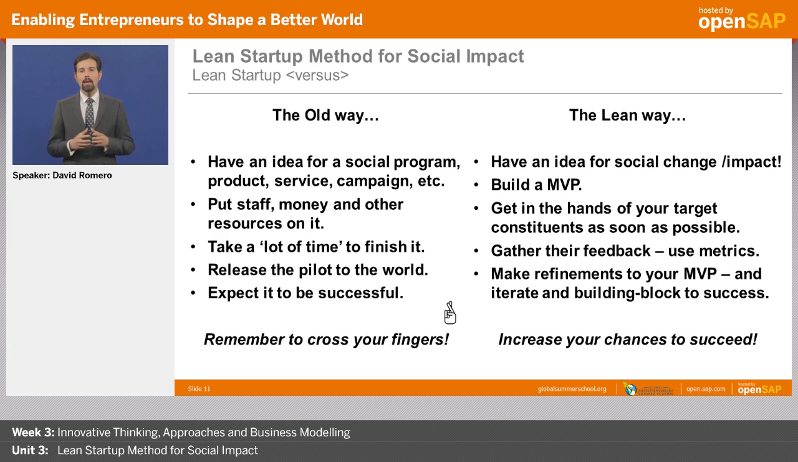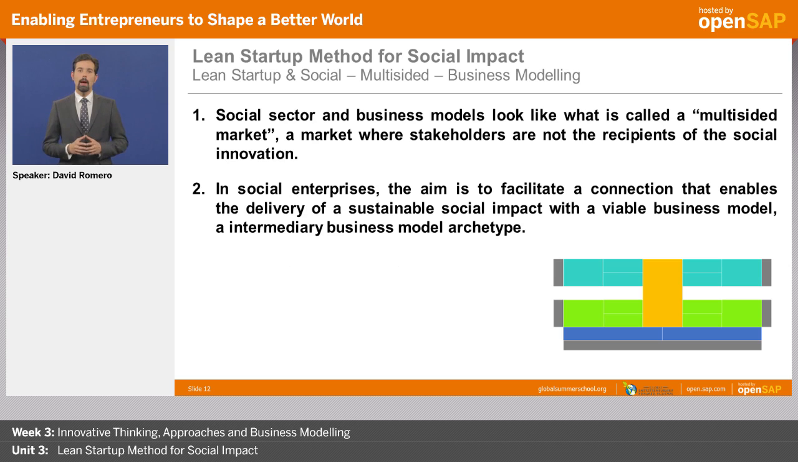In this way, the Lean Startup method holds that we are developing a way to have increased chances of success. One important remark to keep in mind regarding the Lean Startup method and social business modeling is that in the social sector, most of the business models are what we call multi-sided markets, which means that the stakeholders of value are not really the recipients of the social value that we're creating. In this sense, it's going to be very important to develop hypotheses, experiments, tests, and collect feedback in order to guarantee that all our assumptions are the right ones for all the members of the social innovation ecosystem that we're trying to develop.